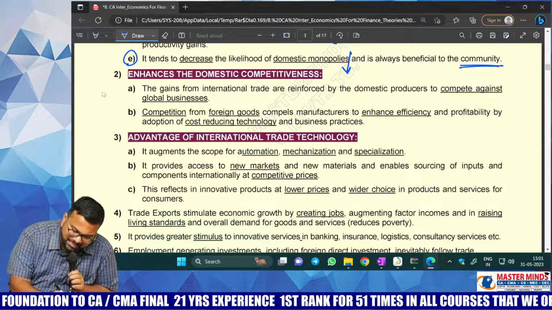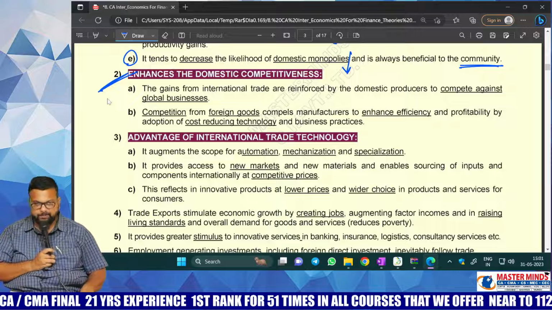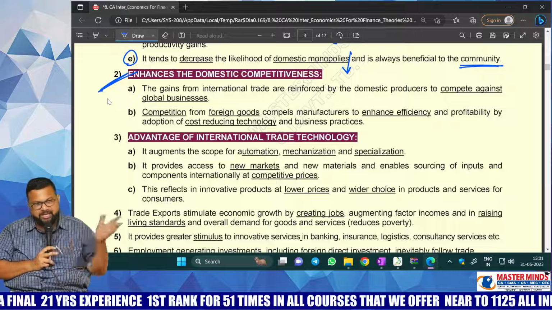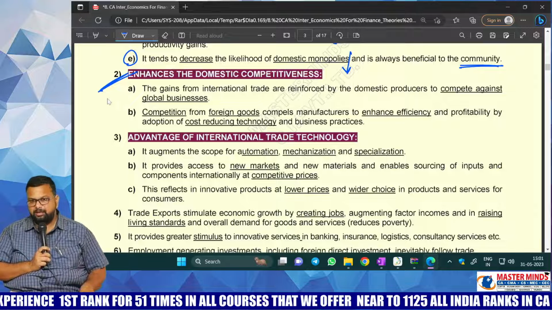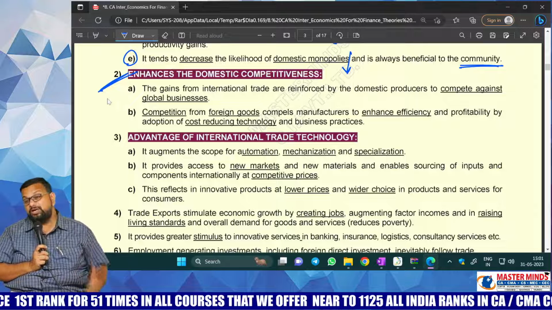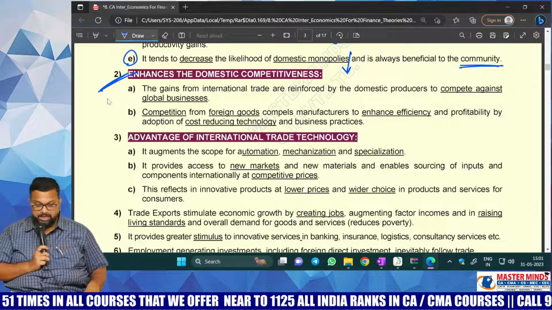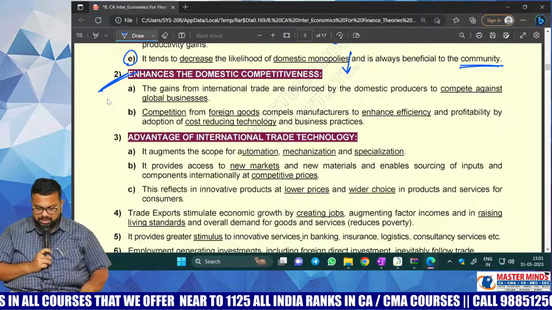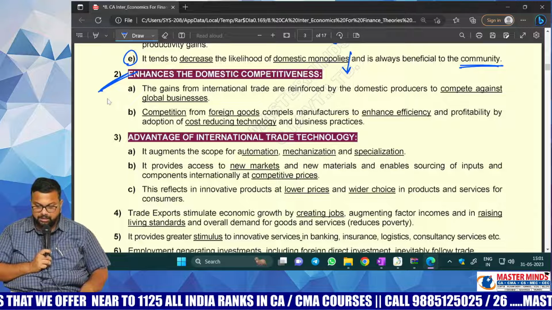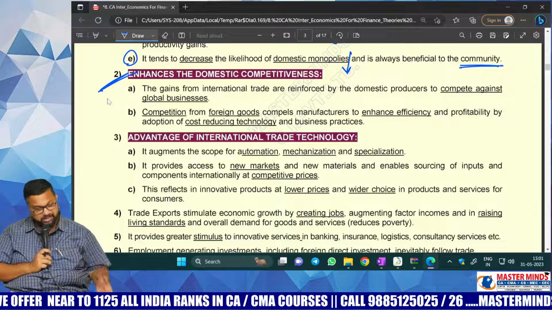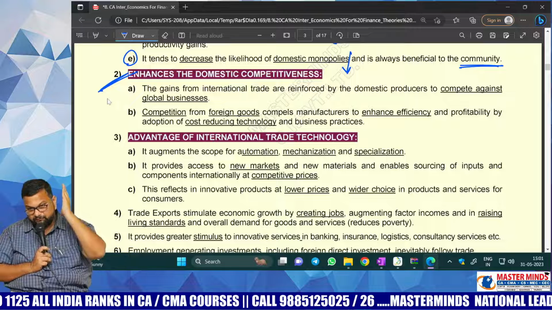Second advantage, enhances the domestic competitiveness. I have already explained that point. When India opened its market, several foreign companies entered the market, which forced domestic companies to work efficiently, or else they can't survive in the competition. Okay, so that is a point that we need to focus on here. The gains from international trade are reinforced by the domestic producers competing against global businesses. Because of international trade, domestic companies are forced to compete with foreign companies.